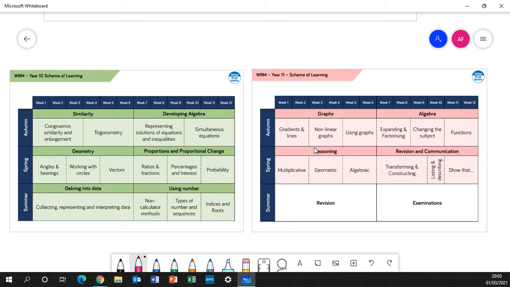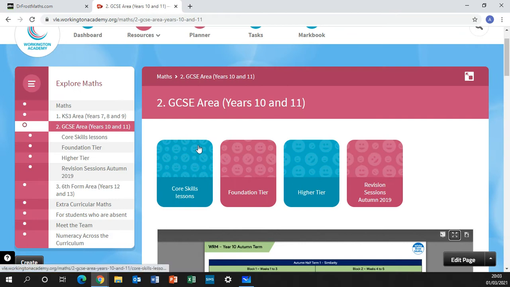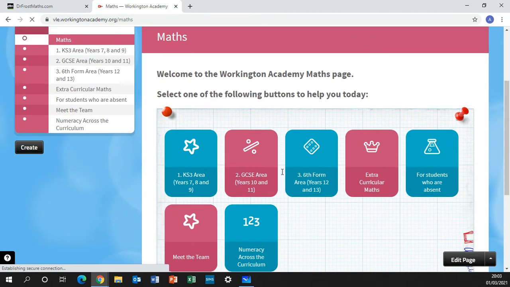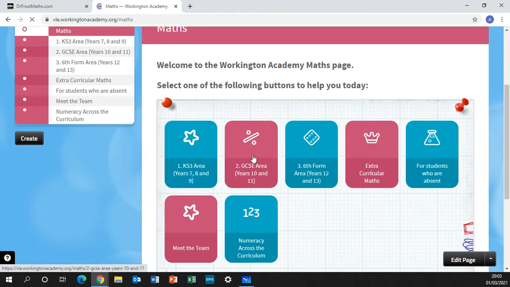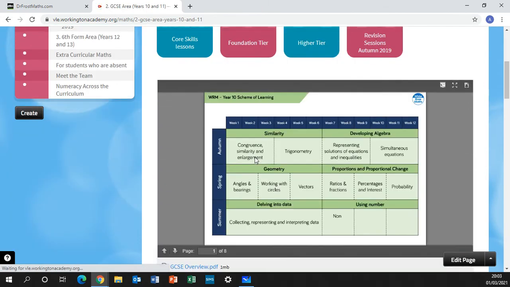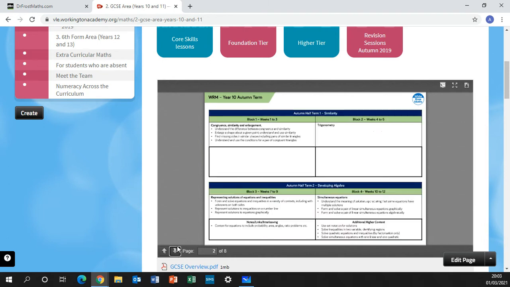At this point, it might be quite useful just to highlight where you can get some more information on those topics. If we have a little look on Firefly, if you click into Firefly and you go into the subject area and into maths, and then we click onto GCSE, what comes up is the screen that was just displayed. But there's a little bit more detail.